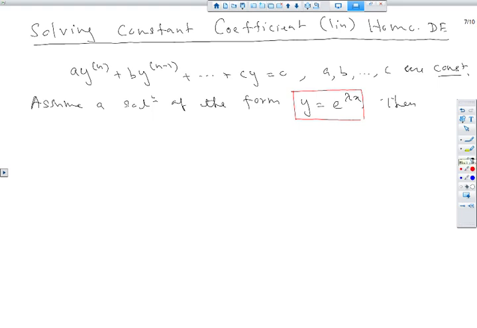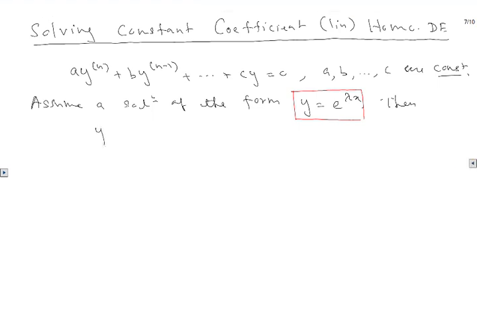Then you can see that the nth derivative is simply lambda to the nth power e to the lambda x. If you take the first derivative, you get lambda e to the lambda x. If you take the second derivative, it is lambda squared e to the lambda x. Every time you take a derivative, lambda comes out. So that's why you get lambda to the n e to the lambda x.